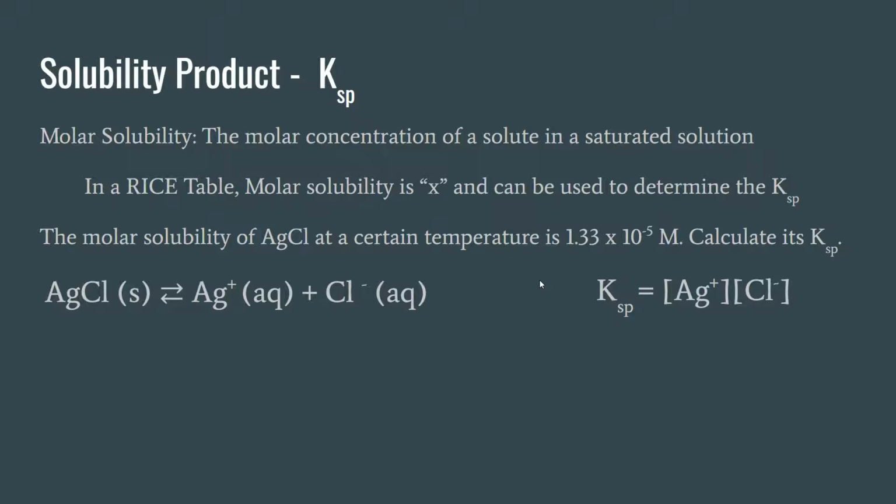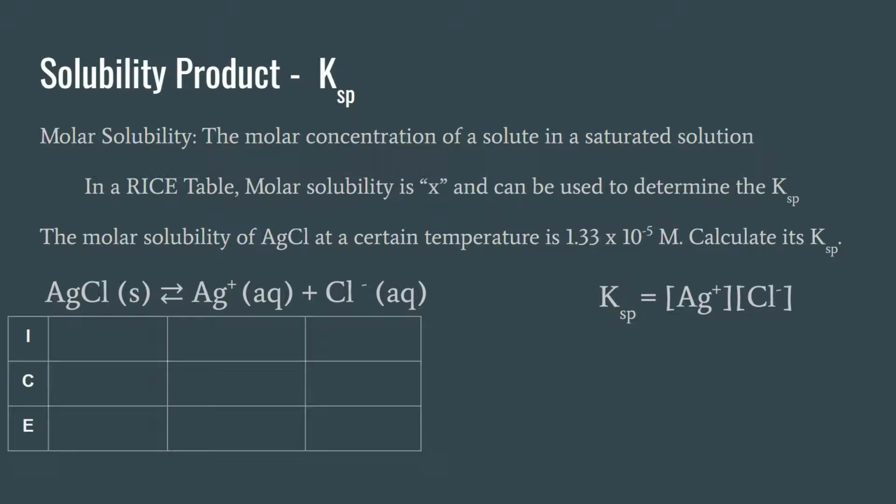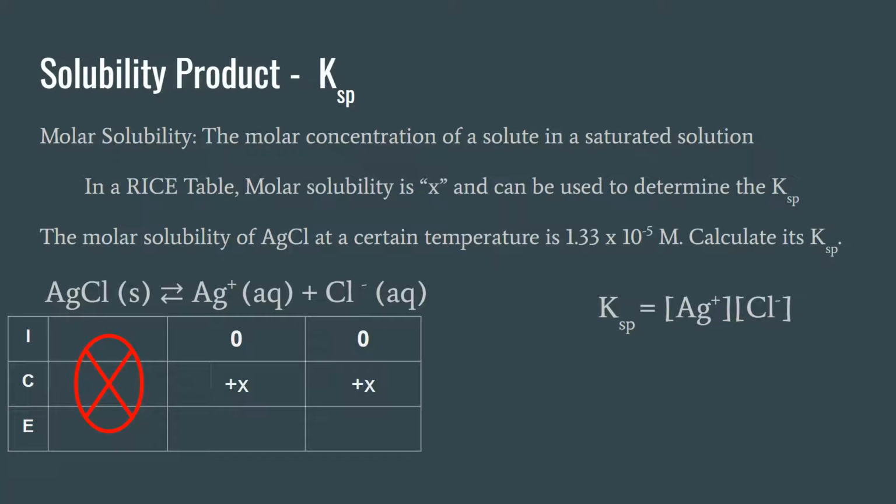And we're going to set up our RICE table. And the nice thing about Ksp RICE tables is the solid doesn't show up. So I don't write anything underneath the solid. Now, at the beginning, when I'm starting to make a solution, I haven't yet started dissolving. So we're going to start off with 0 for the initial concentrations of the silver and the chloride. Because it's going to dissolve, some amount will break apart. So we're going to get some X Ag plus and some X Cl minus. Again, these are just one X because that's the coefficient in front of both of those species. And so at equilibrium, we're just going to get X.